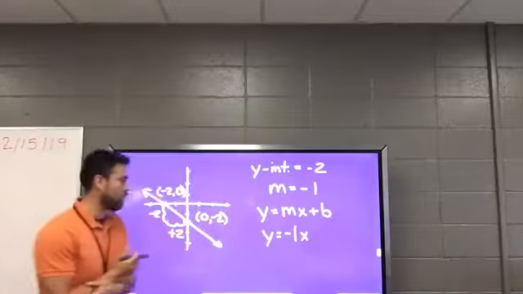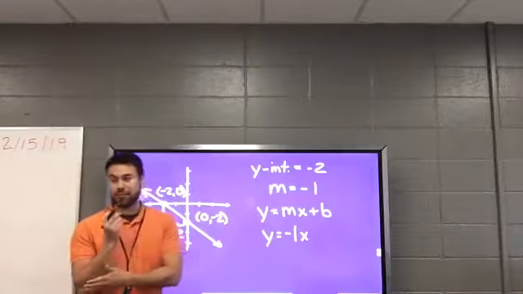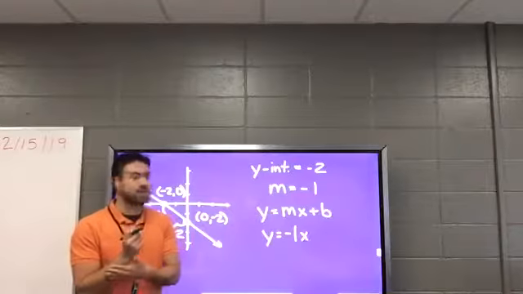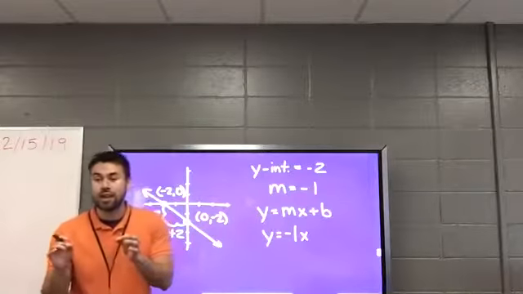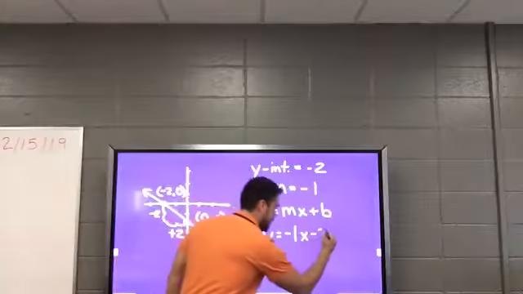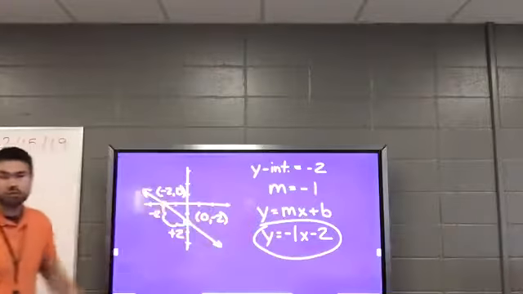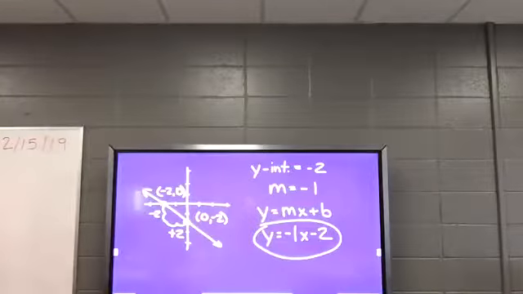So I'm just going to write y equals negative 1 x. And then what does b stand for? We haven't even really brought that up on this one. It stands for the y-intercept. What's the y-intercept? Negative 2. Slope-intercept form has been written there, just from those 2 points. Okay.